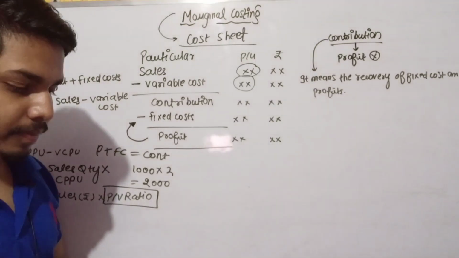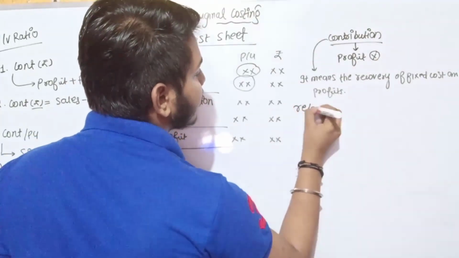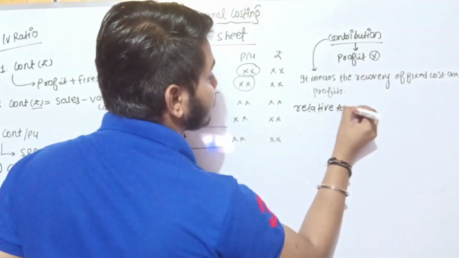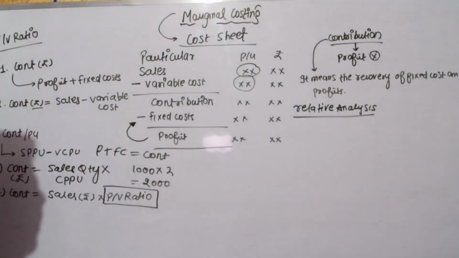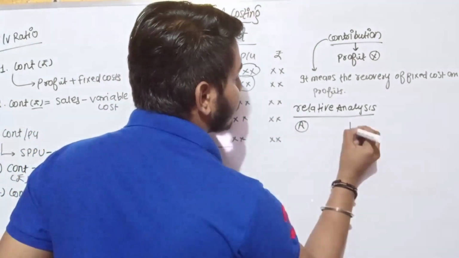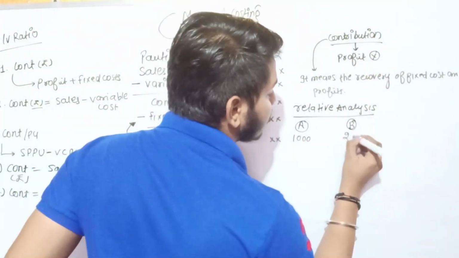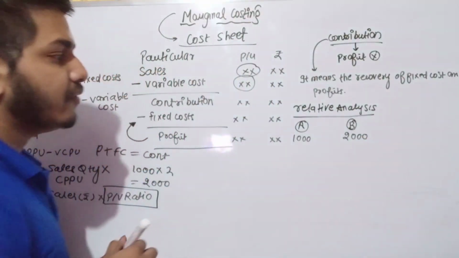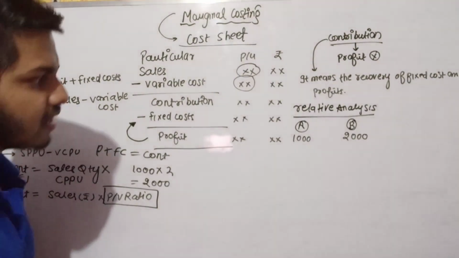As you know, in cost analysis or in decision making, we work upon relative analysis and not upon absolute analysis. So firstly, what do we mean by relative analysis and what do we mean by absolute analysis? Suppose company A and company B are there. Company A is earning 1000 rupees profit, company B is earning 2000 rupees profit. If I ask you which company is better, what will be your answer? Just think over it. Very simple question.